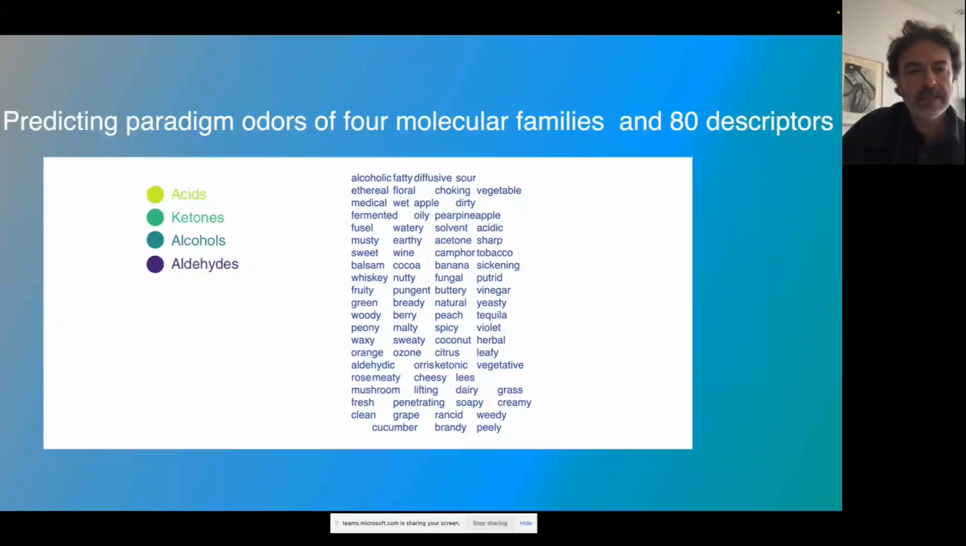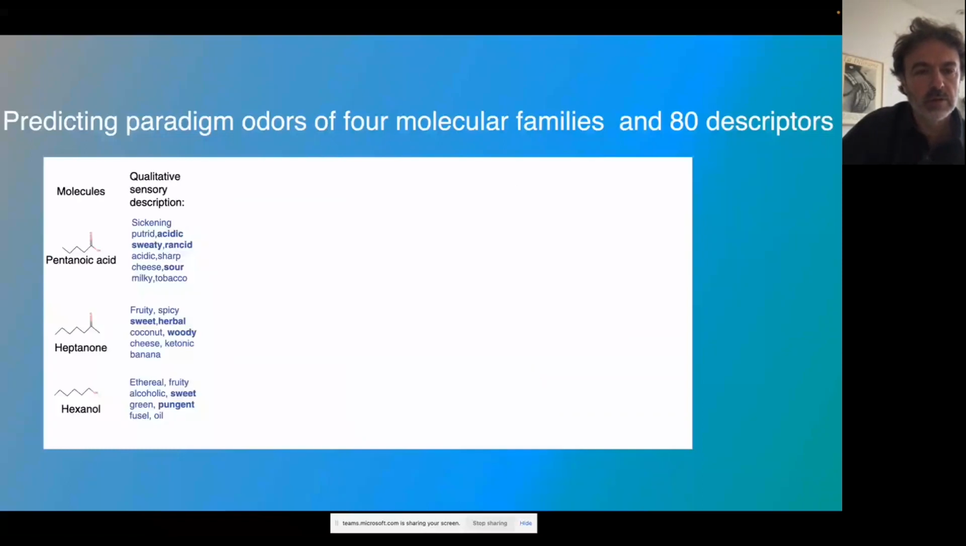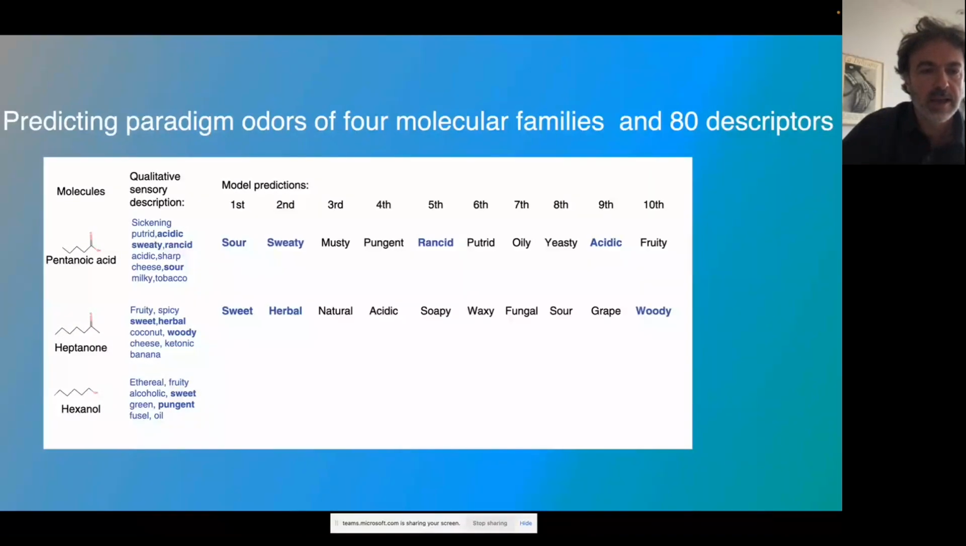And then what we did is, for each of the different words, we took the top 10 predictions from our linguistic model and looked at how well this correlated with the actual values, right? So on the left here, in blue, you have the actual top 10 descriptors for pentanoic acid. For example, our model predicted that pentanoic acid indeed smells sour, sweaty, rancid, and acid. From the top 10, we got 4 correctly. And the same with heptanone and the same with hexanone.